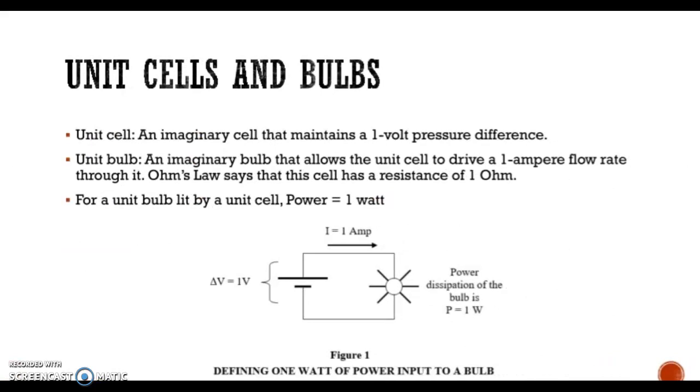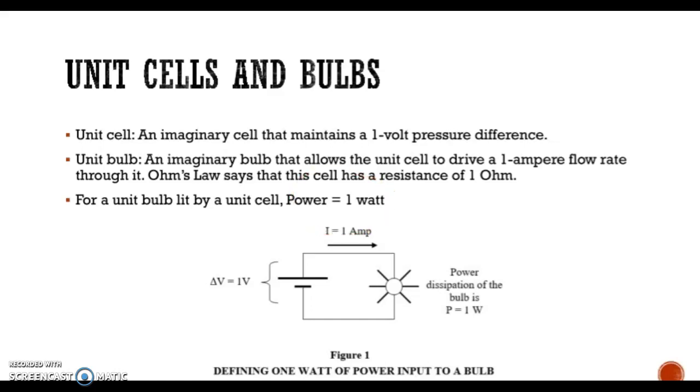Okay, this is going to help us with the next activity, so make sure you do take some notes on the bottom of that sheet about unit cells and unit bulbs. A unit cell is an imaginary cell or battery that maintains a 1 volt pressure difference. And a unit bulb is that imaginary bulb that allows that cell to drive 1 amp of flow rate through it, which means it must also have 1 ohm. So a unit bulb has 1 ohm of resistance. A unit cell has 1 volt of voltage. And if we use a unit cell to light a unit bulb, the power is going to be equal to 1 watt.